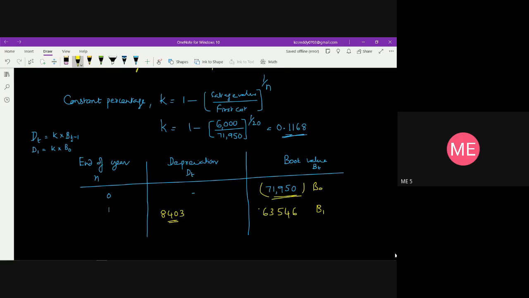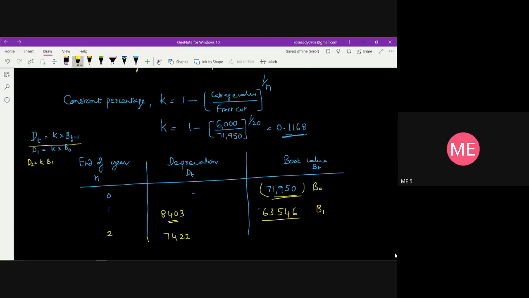When you take 0.1168 of 71,950, you get this as the depreciation amount. Similarly, at the end of the second year, depreciation once again will be taken as d2, which becomes k into b1. So this is the b1, and b1 into 0.1168, we calculate that and get around 7,422 as the depreciation amount at the end of the second year.